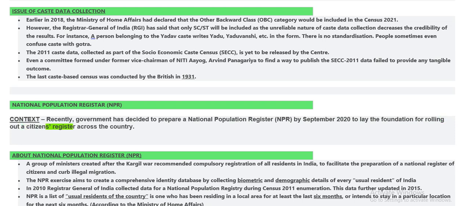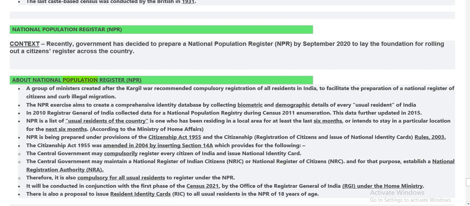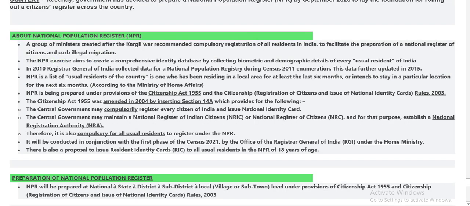National Population Register, NPR. Context: recently, the government has decided to prepare a National Population Register, NPR, by September 2020 to lay the foundation for rolling out a citizens register across the country. About National Population Register, NPR. A group of ministers created after the Kargil War recommended compulsory registration of all residents in India, to facilitate the preparation of a national register of citizens and curb illegal migration.